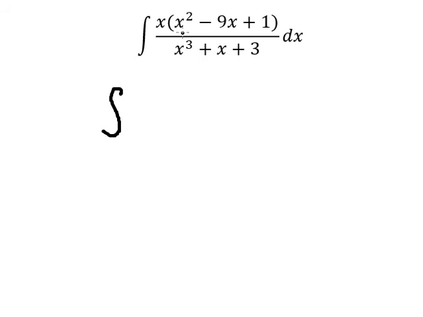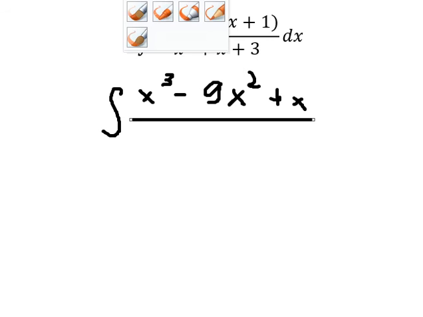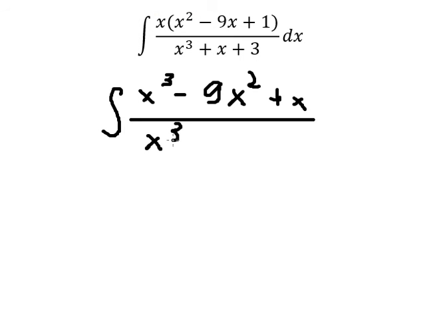We have the integral of s to the power of 3 minus 9s squared plus s over s to the power of 3 plus s plus 3 dx.